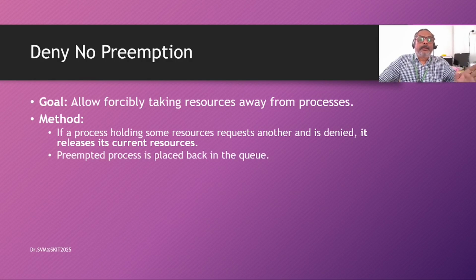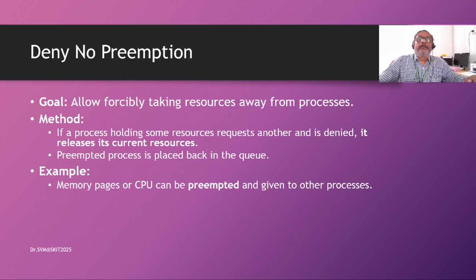Here the process which is preempted will be placed back in the queue. When it gets its chance next time, it will again request all the resources that are available. One by one it will get them. The moment it finds one is not available, then whatever it has acquired is released. So that's how it works. Usually with the CPU, we have seen in the scheduling problems how preemptive scheduling works. In the same way, we can preempt memory pages and make other processes use them.